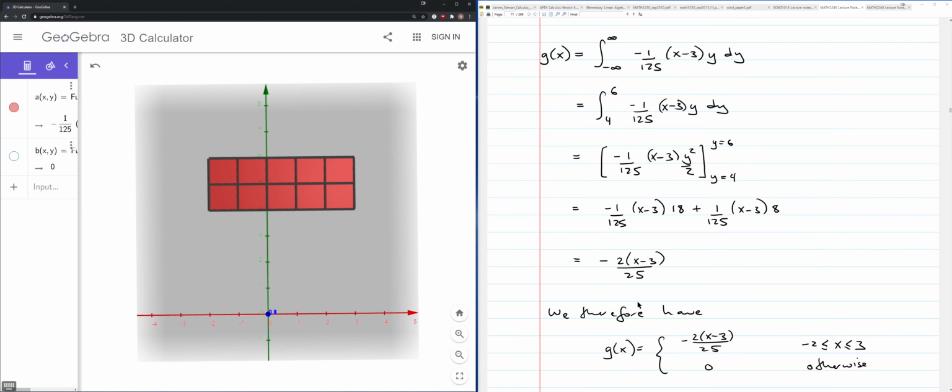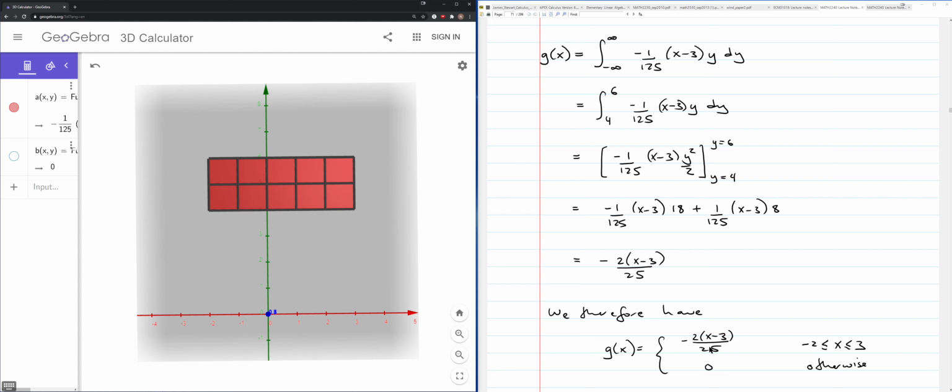Let me be a little more precise than that. This is the marginal PDF, but this holds for x between minus 2 and 3. In the other cases, when x is less than minus 2, the marginal is equal to 0. When x is bigger than 3, the marginal is equal to 0. So this is how I should more precisely state it.